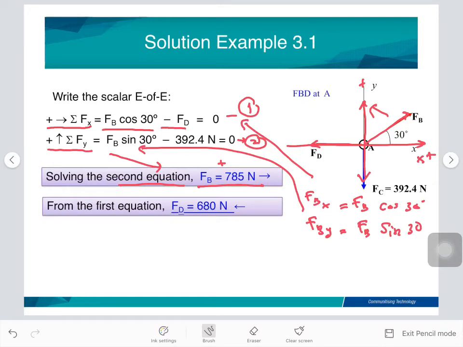Alright, next we can solve the FD. So we can use the first equation. So we can substitute FB here. Then we can solve what is the FD. So FD becomes 680 Newton. So look at this. So this symbol means that negative. So when you get the negative, it means that the assumption is correct.